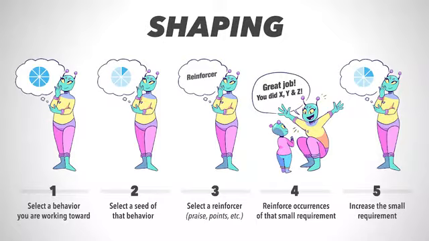Now, the 4th step, praise that small step whenever you see it. And if you do not see that small step, make the step even smaller or help the child do the first step. And finally, after some consistency, step 5, add a little bit more to move toward the final goal.